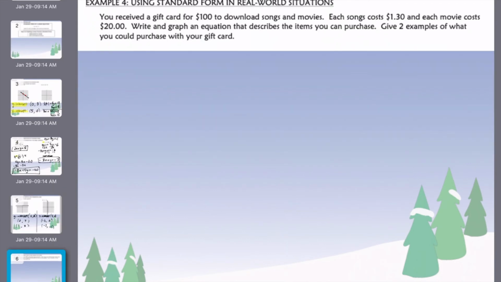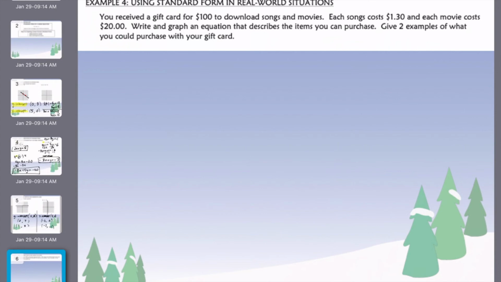A real world situation. You receive a gift card for $100 to download songs and movies. Each song costs $1.30 and each movie costs $20. Write and graph an equation that describes the items you can purchase. Give 2 examples of what you can purchase with your gift card.